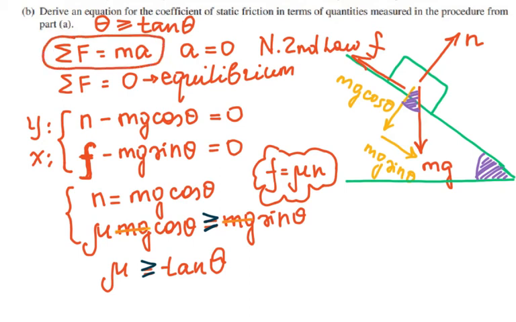The sum of the forces equals ma, or the net force is equal to ma. And this symbol means the sum of all the forces.